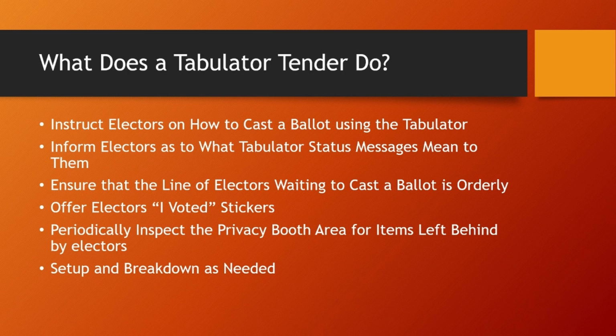Additionally, we ensure that the line of electors waiting to cast their ballots is orderly. We provide electors with "I voted" stickers and direct them to the exit. We periodically inspect the privacy booth area to ensure that electors have not left any items behind. If the tabulator tender is available, they may also participate in setup and breakdown of the election. This video will describe each of these responsibilities, but before we get started with our election responsibilities, we need to complete some administrative tasks before the polls open.